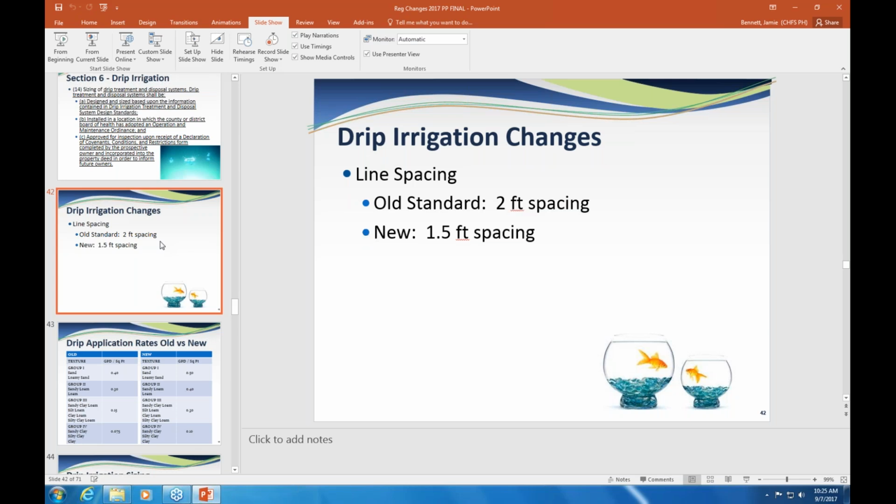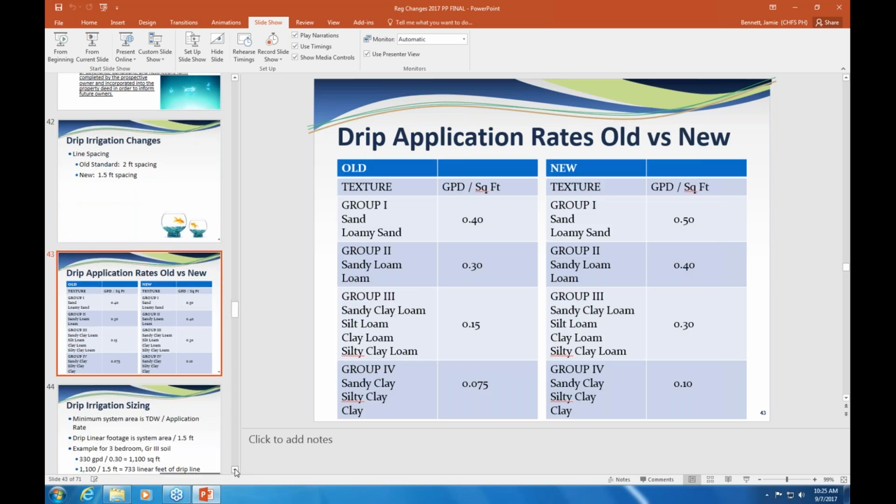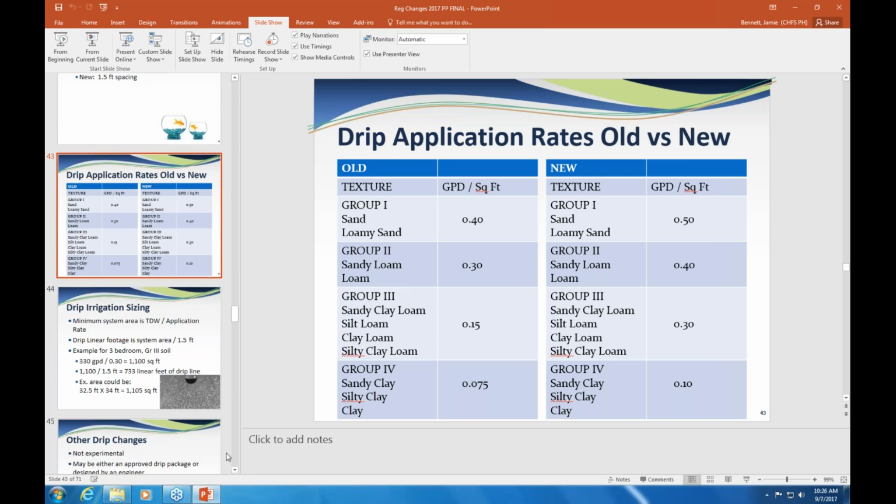All right, your drip irrigation changes. The line spacing, the old standard was 2 feet in between the lines. The new one is 1.5. Here's your drip application rates, old versus new. They were changed to be in line with manufacturers' recommendations. So the big one's the group 3, obviously. The old rate, in gallons per day per square foot, is 0.15. The new application rate is 0.30.